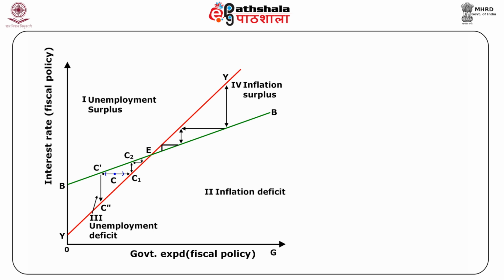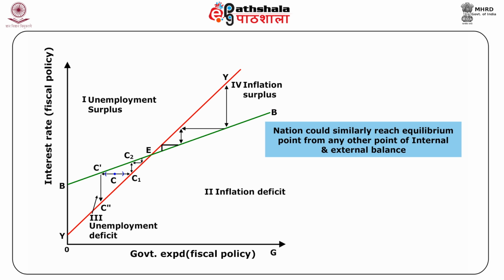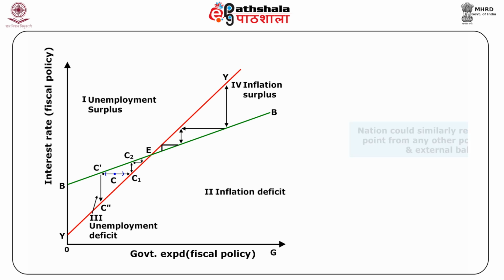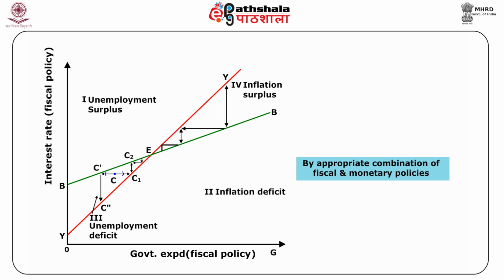On the other hand, if the nation appropriately used an expansionary fiscal policy to reach point C1 on YY line and then used a tight monetary policy to reach point C2 on the BB line, the nation would have been closer to point E. So, the nation could similarly reach the equilibrium point E from any other point of internal and external balance by the appropriate combination of fiscal and monetary policies.